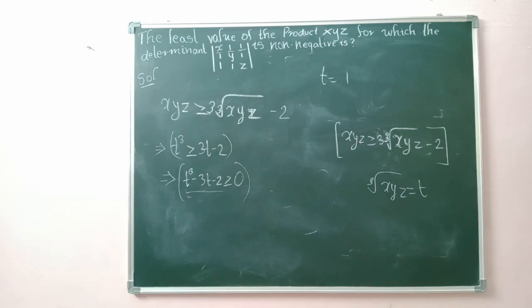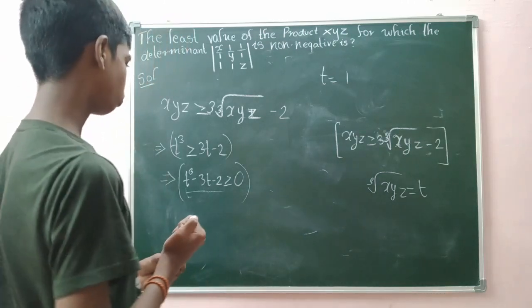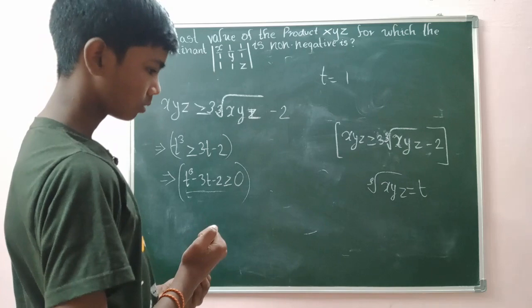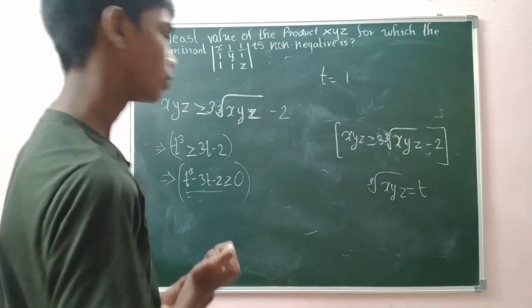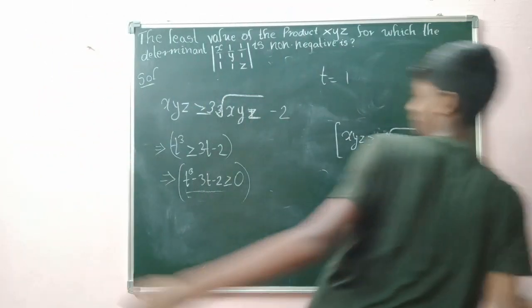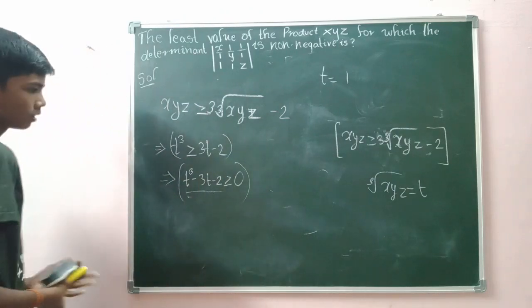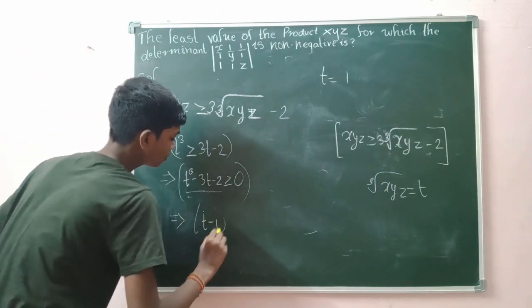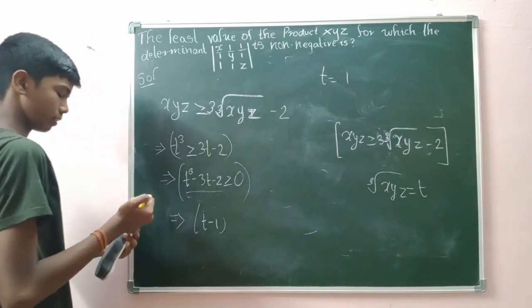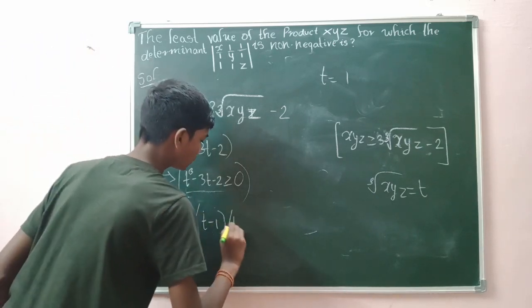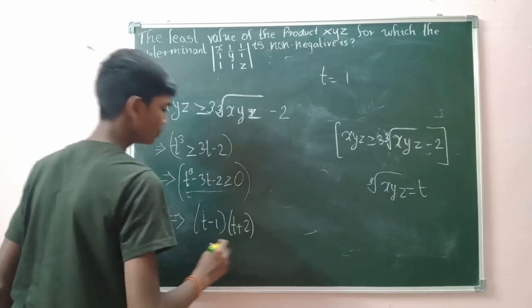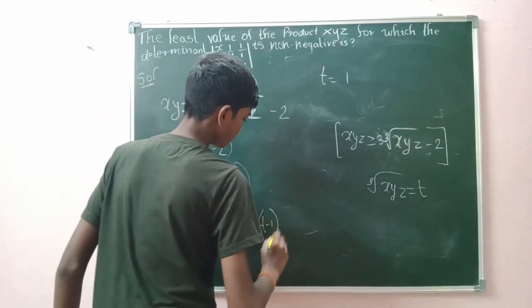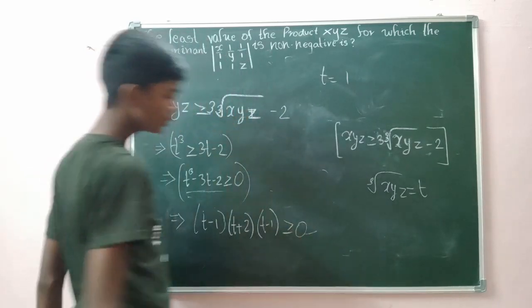Yeah, let me take this minus 2. Minus 8 plus 6 plus 4. Yeah. Okay, I got it. So t minus 1 into t plus 2 into t minus 1 will be greater than or equal to 0. That is what you will get now.